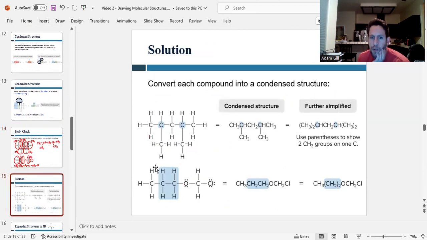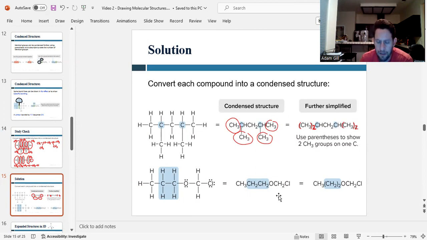And it's possible to further condense these. Notice we've got CH3 groups connected to the same carbon. So you could condense those using parentheses around the CH3, and then the subscript 2 tells us that there's 2 of the same CH3. And we could do it again on the other side. You have a CH3 and a CH3, so you put parentheses around the CH3 and give it a subscript 2 to tell you that there's 2 of those same group attached to the same carbon. So this is further condensed.